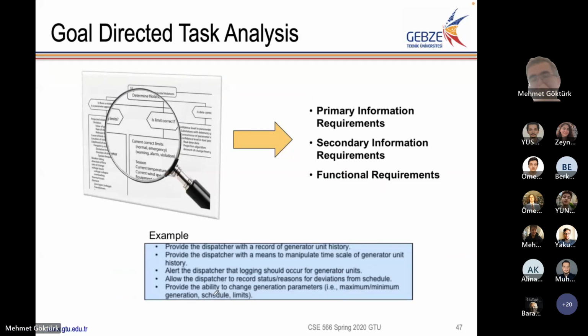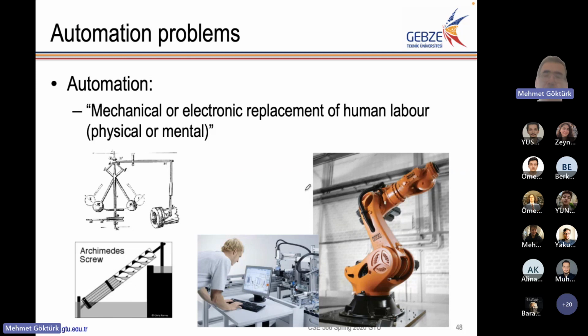And in doing that, we start with the goals. What is your goal? Goal-directed task analysis is done first. Primary information requirements, secondary requirements, and functional requirements are set. We go over those and make the design. Once we make the design, we go to evaluation.